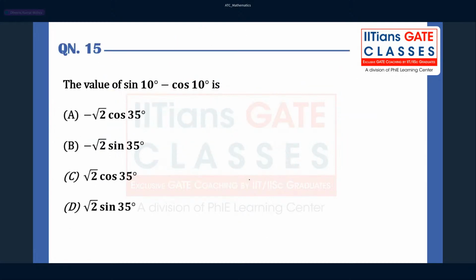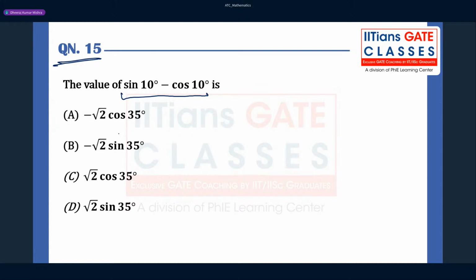Fine. Now you see this question: the value of sine 10 degree minus cos 10 degree. By looking at this question, you can also eliminate some of the options, right? So what are the options we can eliminate directly? We can eliminate some of the options.